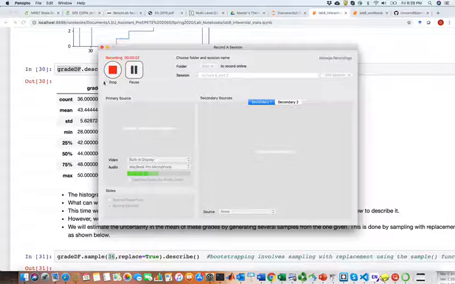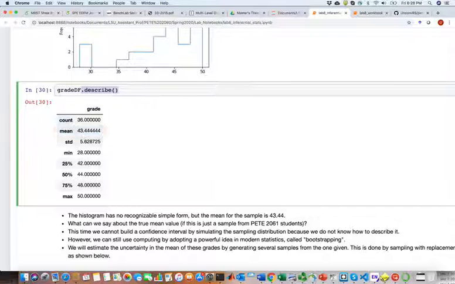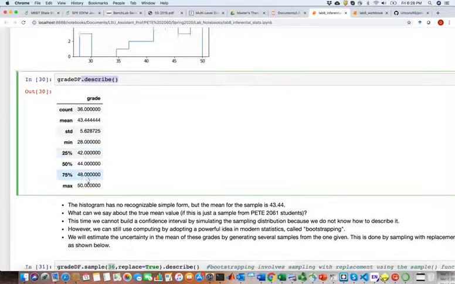The previous video stopped here, so I will be continuing from here. Describe gives you these descriptive statistics for the data frame which contains the midterm grades from part 1 last semester. So there were 36 students in the class, the mean was 43.44, and the other statistics are shown here.